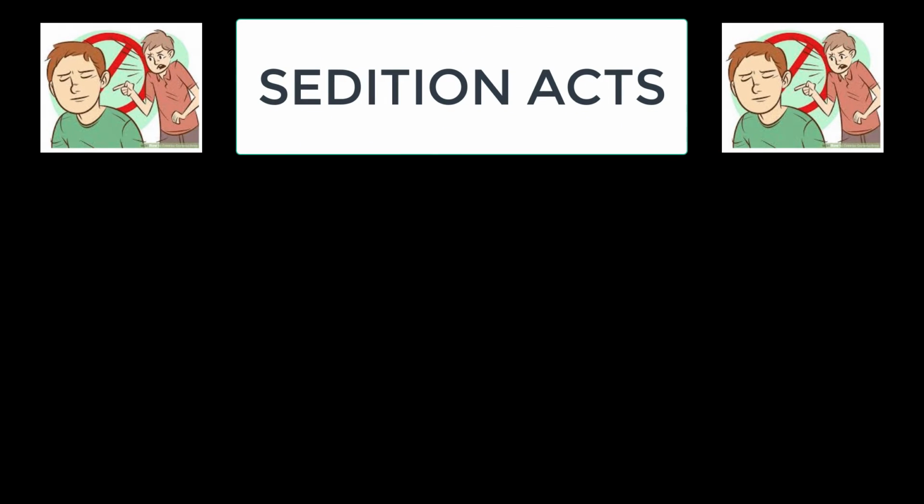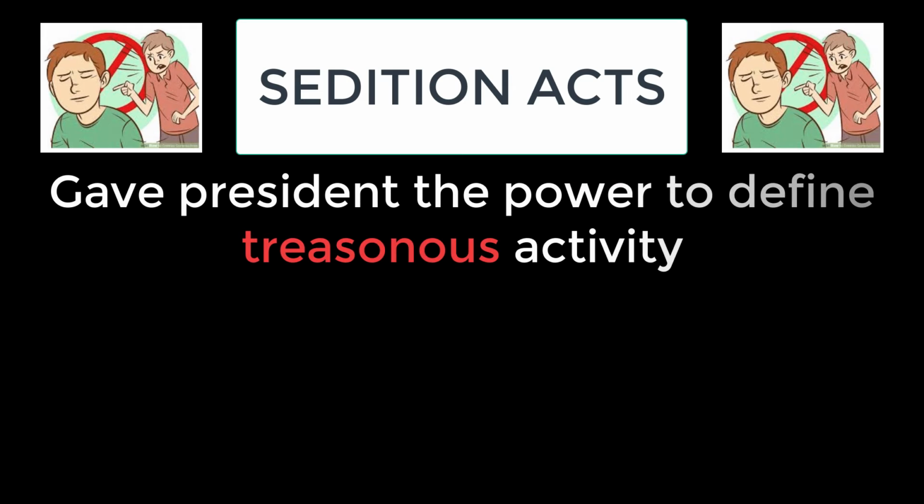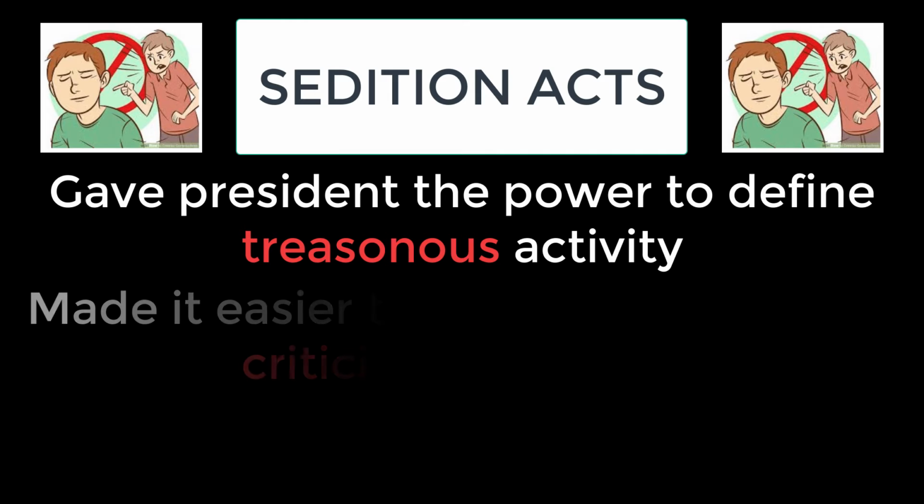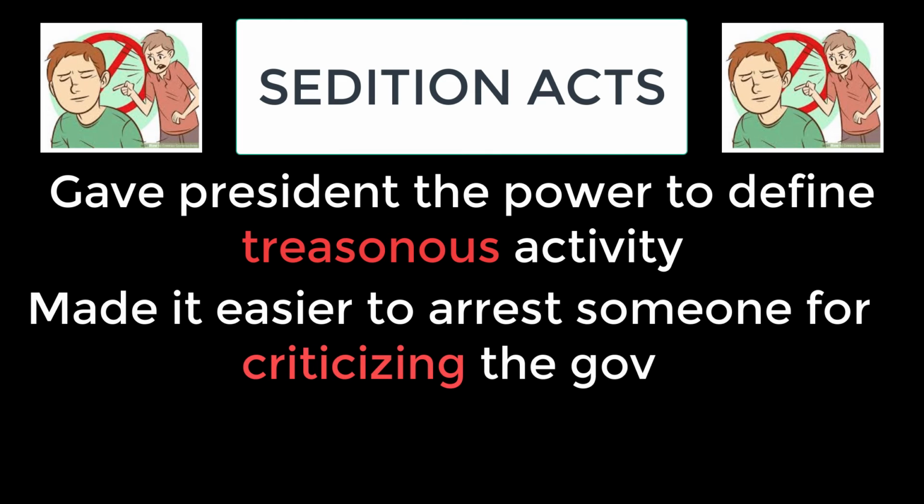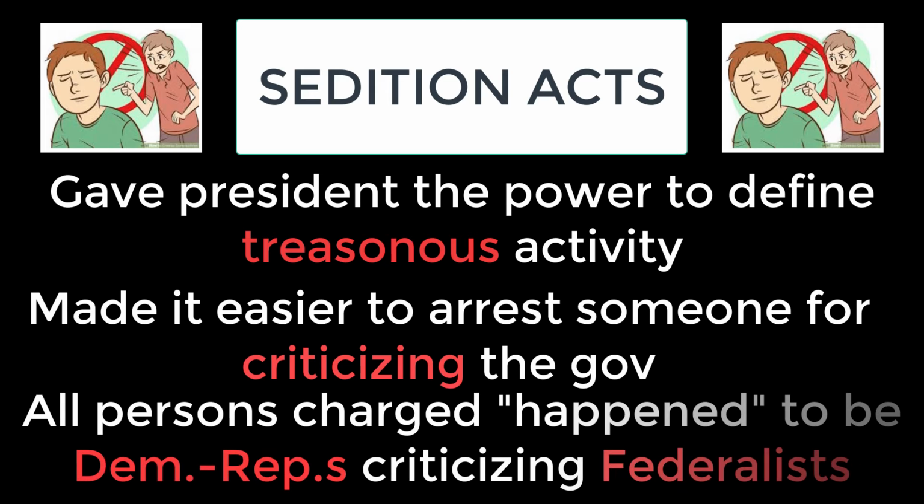The Sedition Acts, on the other hand, gave the president the power to define treasonous activity himself, which made it much easier to arrest someone for criticizing the government. Now, it just so happens that all persons charged were Democratic Republicans criticizing Federalists.